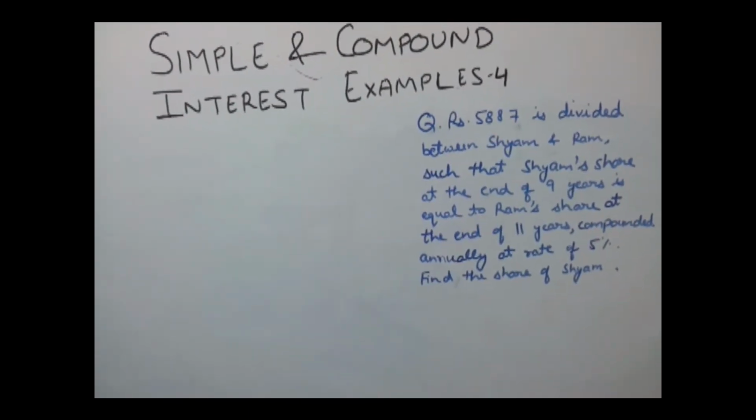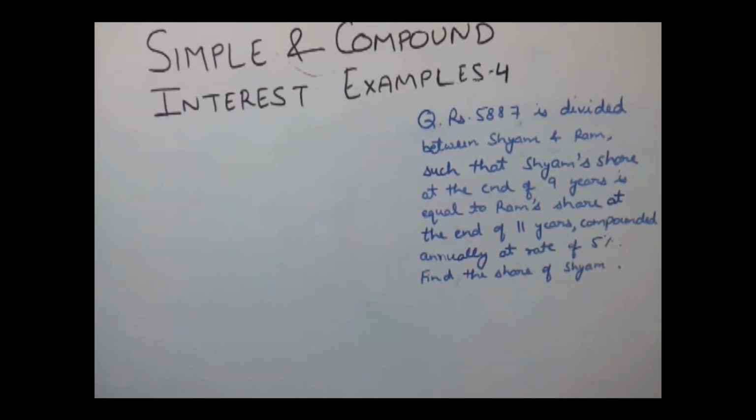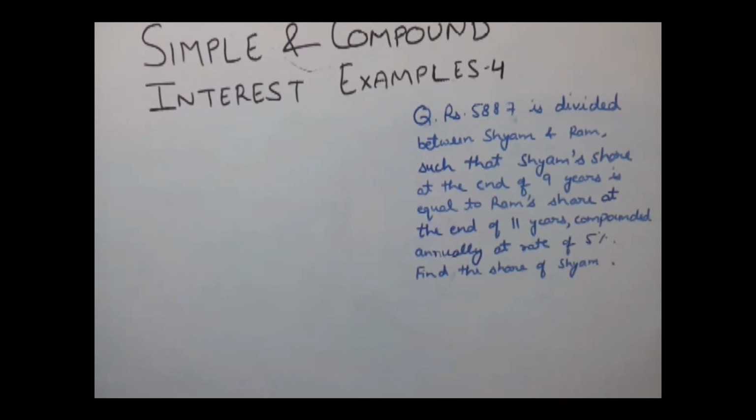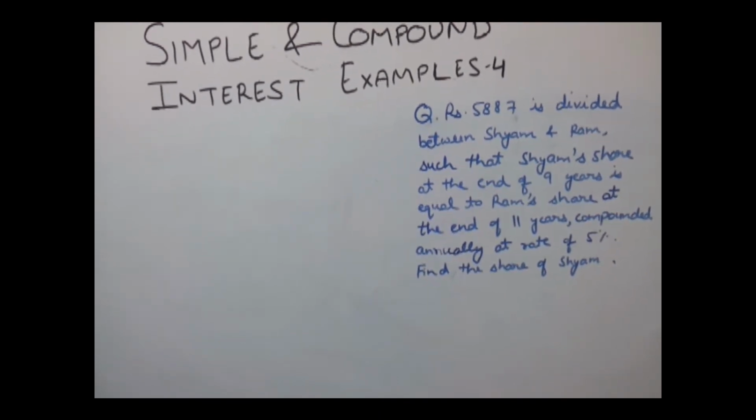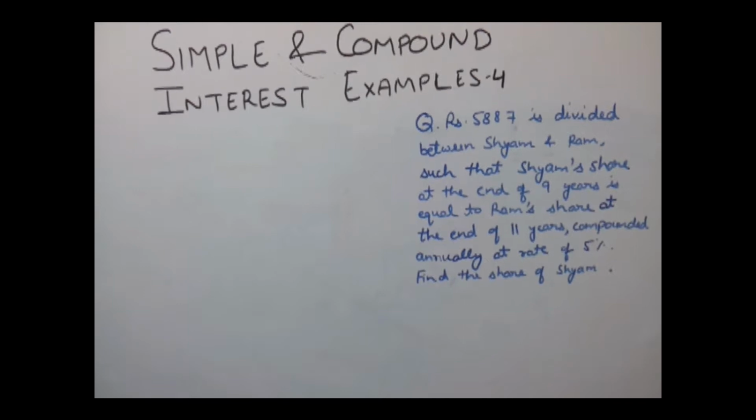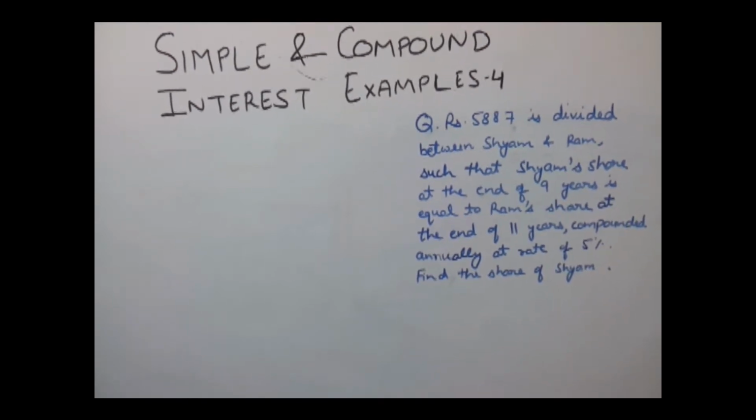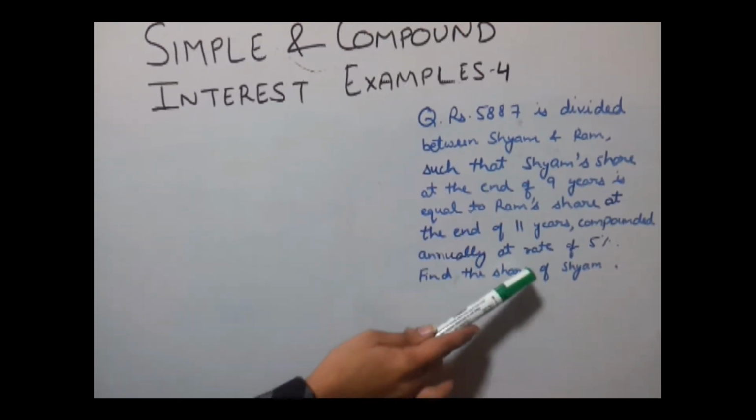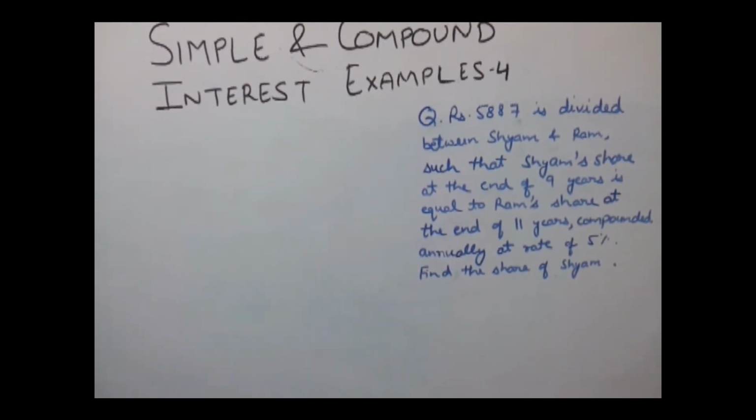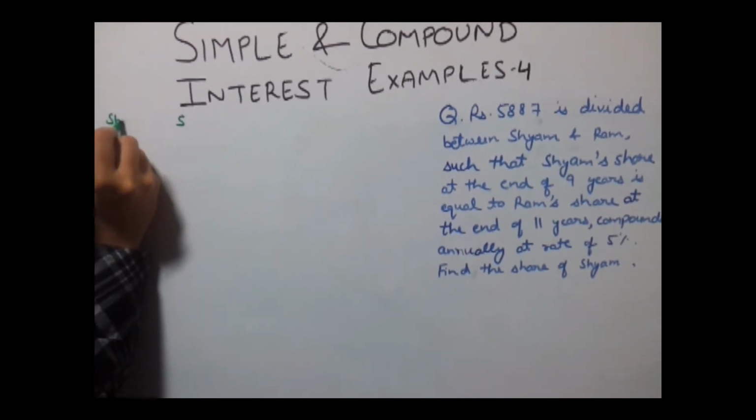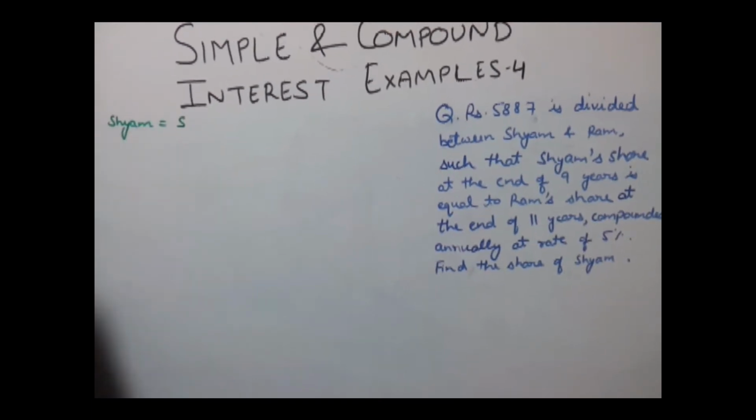Next example is rupees 5,887 is divided between Shyam and Ram such that Shyam's share at the end of 9 years is equal to Ram's share at the end of 11 years compounded annually at the rate of 5%. Find the share of Shyam. Now in this question, we need to find out the share of Shyam. So let's suppose the share of Shyam is represented by S. That is the share of Shyam.